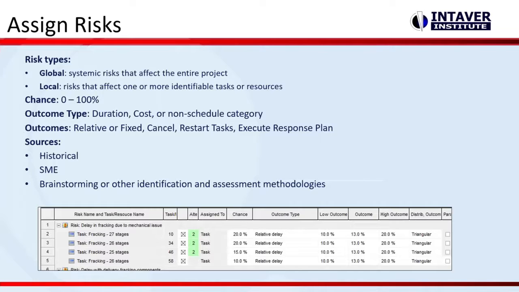Again, we always recommend it, if you have historical risk registers in your company, that's your best source. And then you can look at that as being the baseline, and then look at what's new or unique about the specific project to add or modify the risks that are in that risk register.